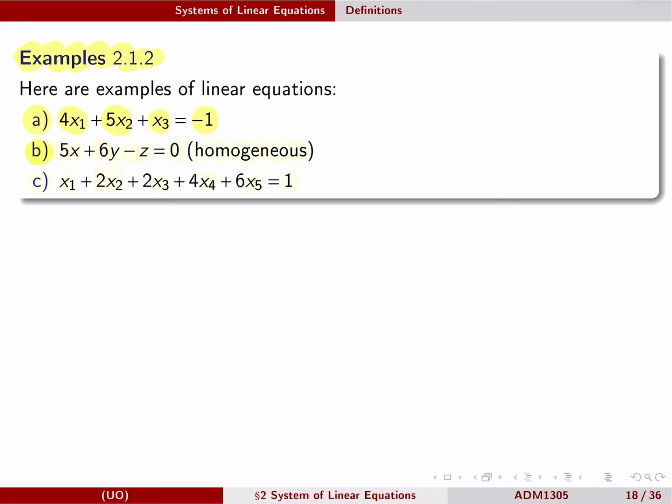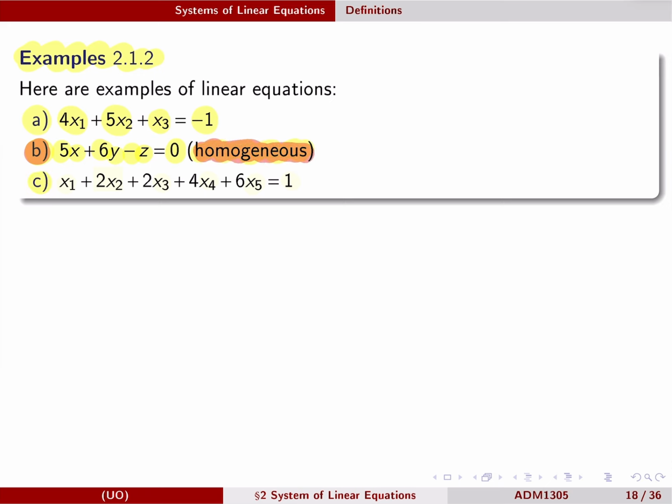The next example, 5x plus 6y minus z is equal to 0. So our variables are x, y, and z. Our coefficients are 5, 6, and -1. And the constant term is 0. Because my constant term is 0, this is an example of a homogeneous linear equation.